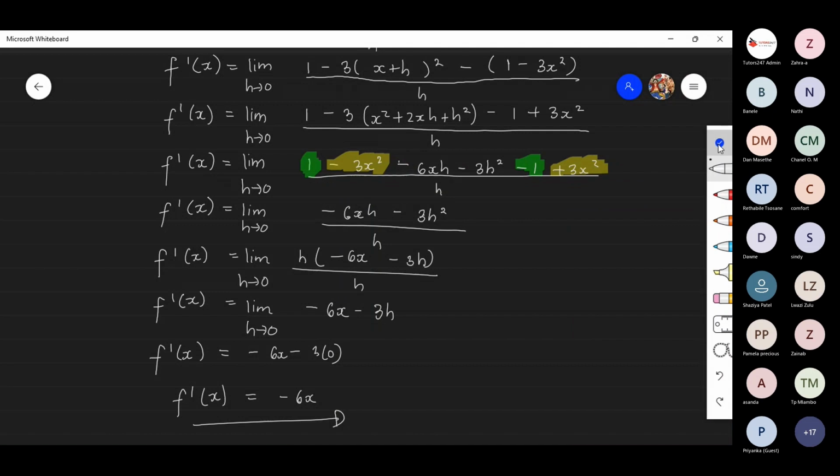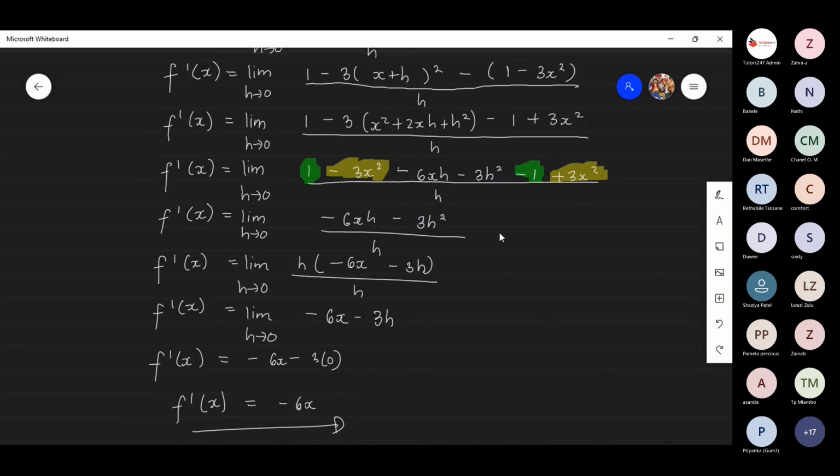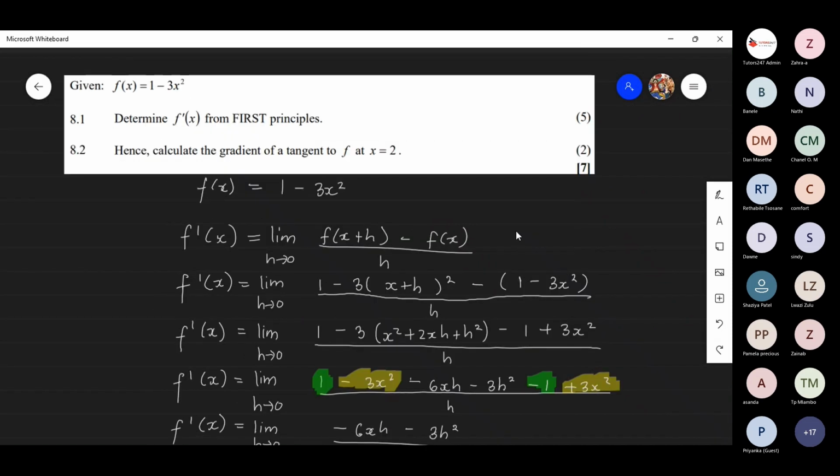So because we have our derivative, because we have f prime of x, keep in mind that that represents the equation of our gradient. We can now answer question 8.2, which is: hence calculate the gradient of a tangent to f at x equals 2. So I previously drew the graph. For this case, I'm not going to do that. So let us just quickly answer this.